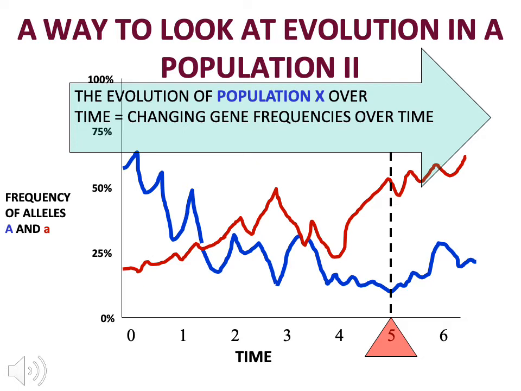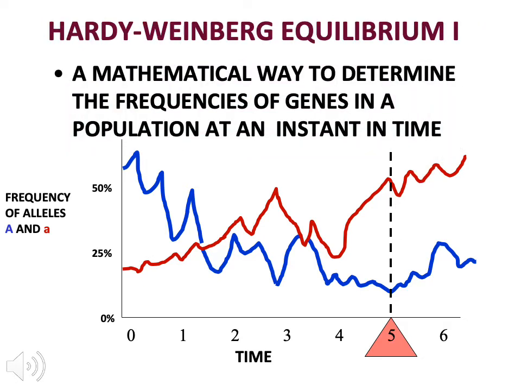In other words, there should be some way that I could actually mathematically compute all that information just from one quick snapshot of what's going on in that population at an instant of time. So this thing that we're calling the Hardy-Weinberg equilibrium is the idea that at that one instant in time, I have a mathematical way to determine the frequencies of genes in a population at an instant of time. And we're going to take a look at this in detail in the next slide or two.